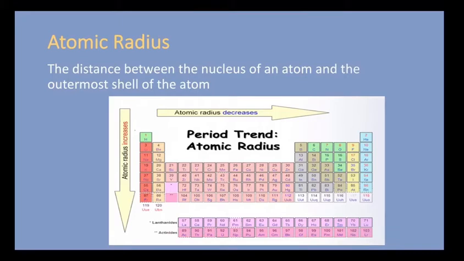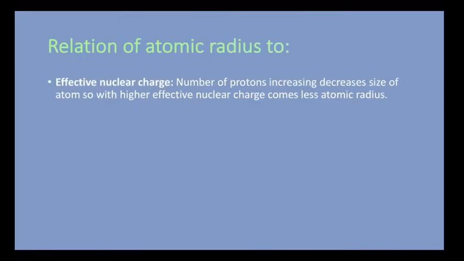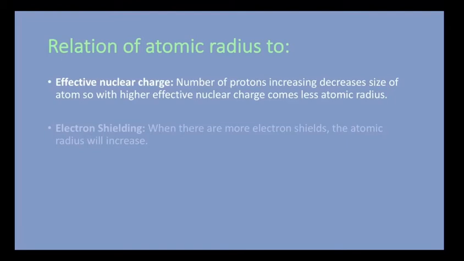Now, what's the relation between atomic radius and effective nuclear charge? The number of protons increasing decreases the size of the atom. So, with higher effective nuclear charge comes less atomic radius. And the relation between atomic radius and electron shielding is that when there are more electron shells, the atomic radius will increase.